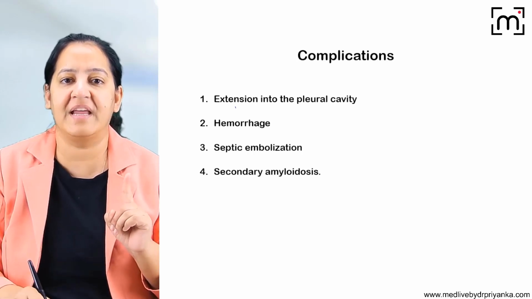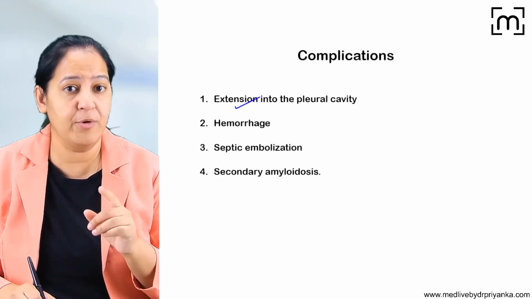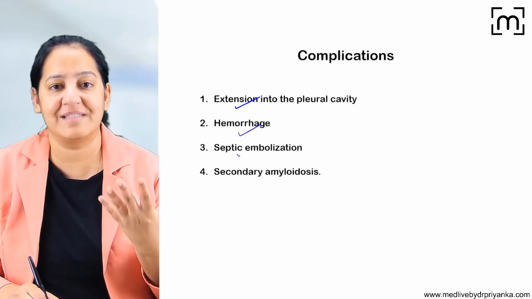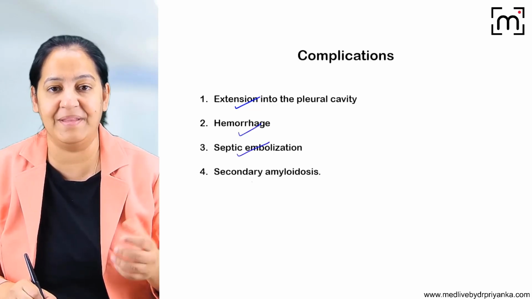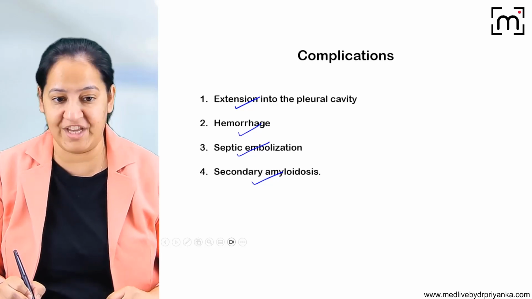Now complications: it can extend into the pleural cavity, and the pus will continue into the pleural cavity. Hemorrhage can be there, septic embolization can be there, or secondary amyloidosis can be there. So these are the complications you can see.